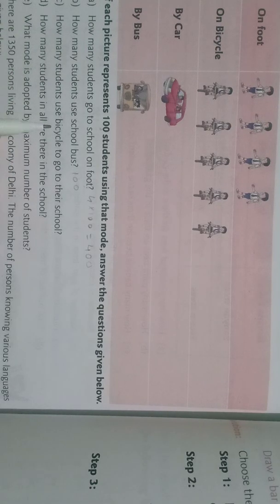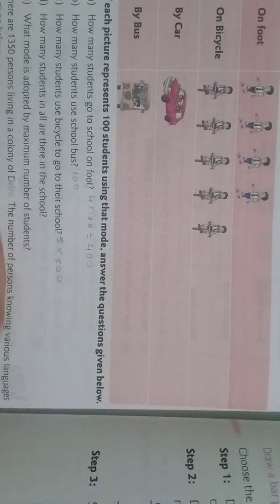Next, how many students use bicycle to go to their school? So bicycles 1, 2, 3, 4 and 5. 5 multiplied by 100 is equal to 500 students.